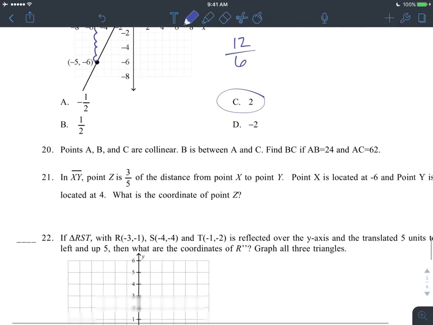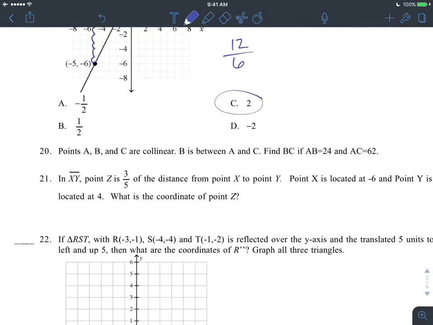All right, points A, B, and C are collinear. B is between A and C. Find BC if AB is 24 and AC is 62. Sorry, there's not much room to work this one out. B is between A and C. AC is 62 and AB is 24. So all we're going to be doing is 62 minus 24, which comes out to be 38.